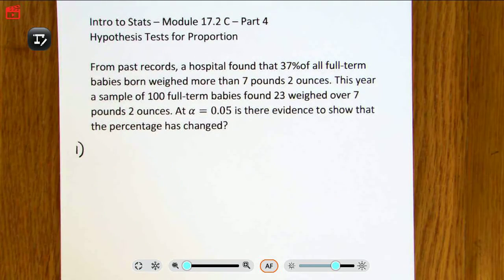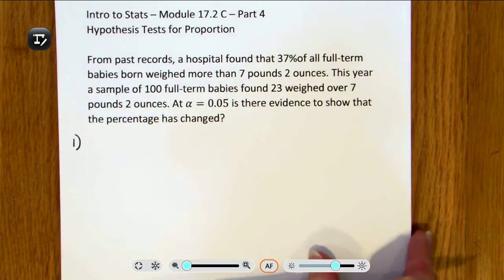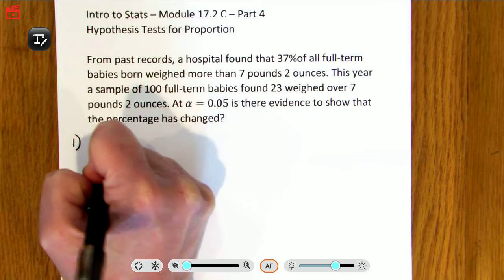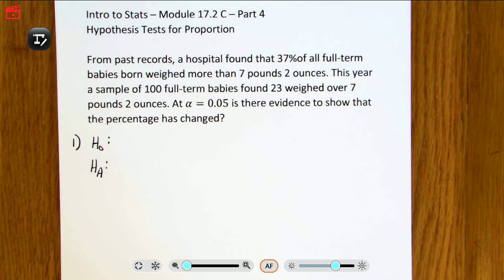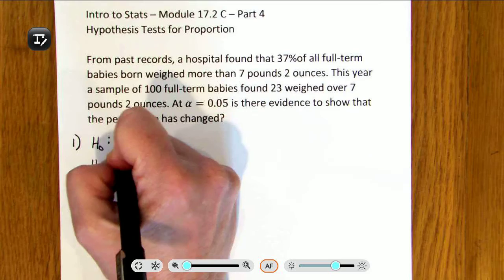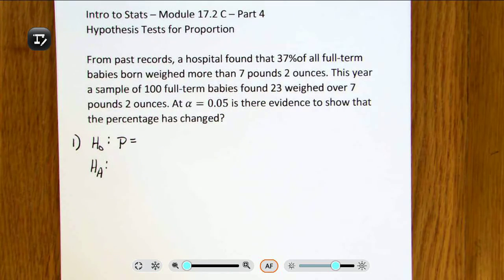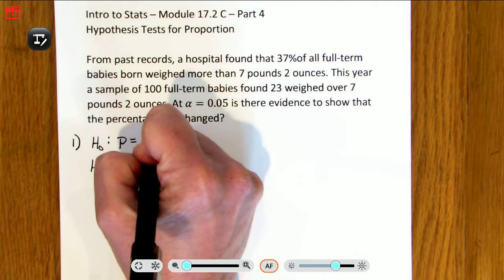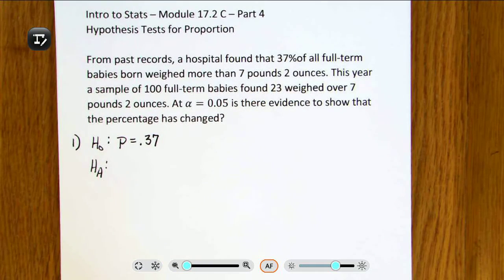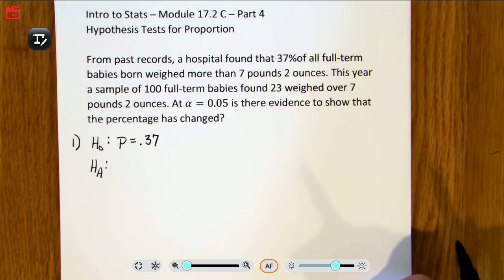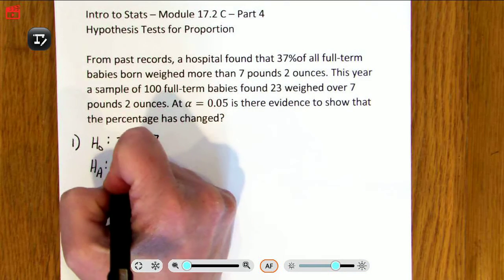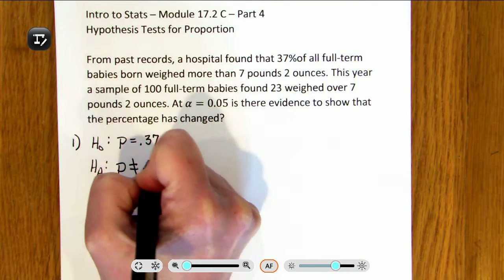So again, our 5 steps. Step number 1, we write the hypotheses, the null hypothesis and the alternative hypothesis. For the null hypothesis, we are talking about a percentage or a proportion, and our percentage started at that 37. That's the known, the norm, the old number that we had. And they want to know if there's evidence to show that it has changed. So changed means not equal to.